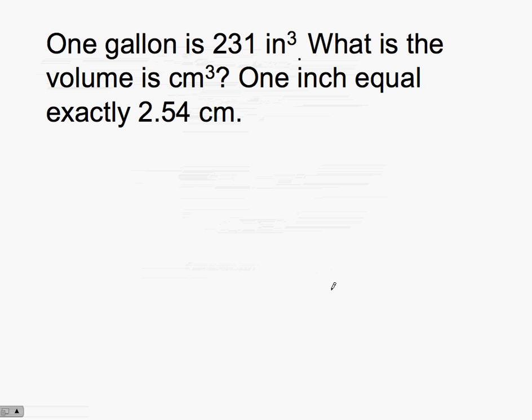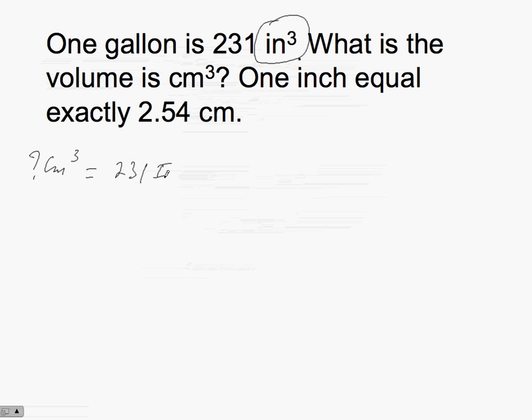It says 1 gallon is 231 inches cubed. What is the volume in centimeters cubed? 1 inch equals exactly 2.54 centimeters. Okay, this is a really pretty easy question. The problem that most students have is the inch cube. So if you see this inch cube, whatever conversion that you're going to use is going to have to be done 3 times.